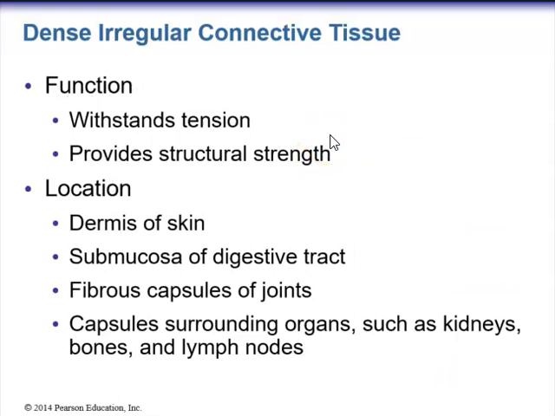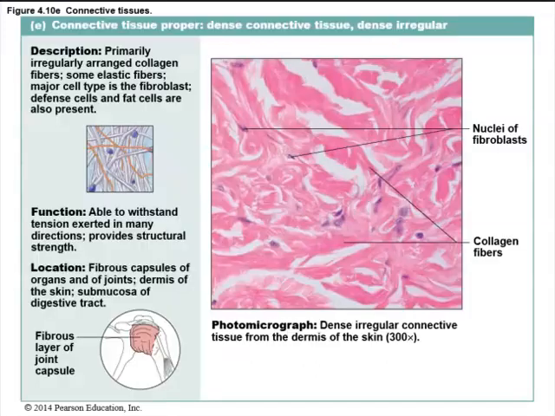Functions of our dense irregular connective tissue include withstanding tension and providing structural strength. We can find dense irregular connective tissue in the dermis of the skin, the submucosa of the digestive tract, as well as fibrous capsules of joints, and capsules surrounding organs such as kidneys, bones, and lymph nodes. And here we see a slide of typical dense irregular connective tissue.